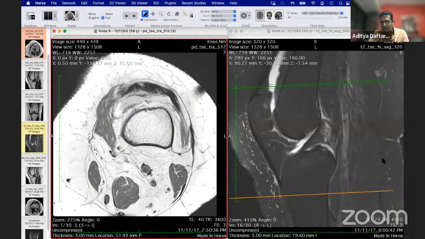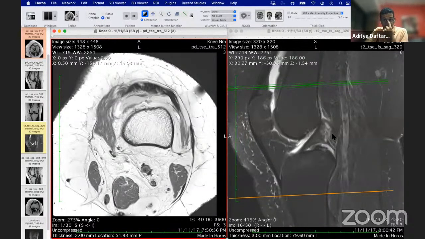Proton density images are available on all scanners, so don't worry about that. Whether you have a low field or a high field, that's not an issue. On the 0.5 and 0.3 Tesla scanners, sometimes they may just go for a T1 and a T2, but I've read 0.3 Tesla scanner proton density images and they're not all that bad.